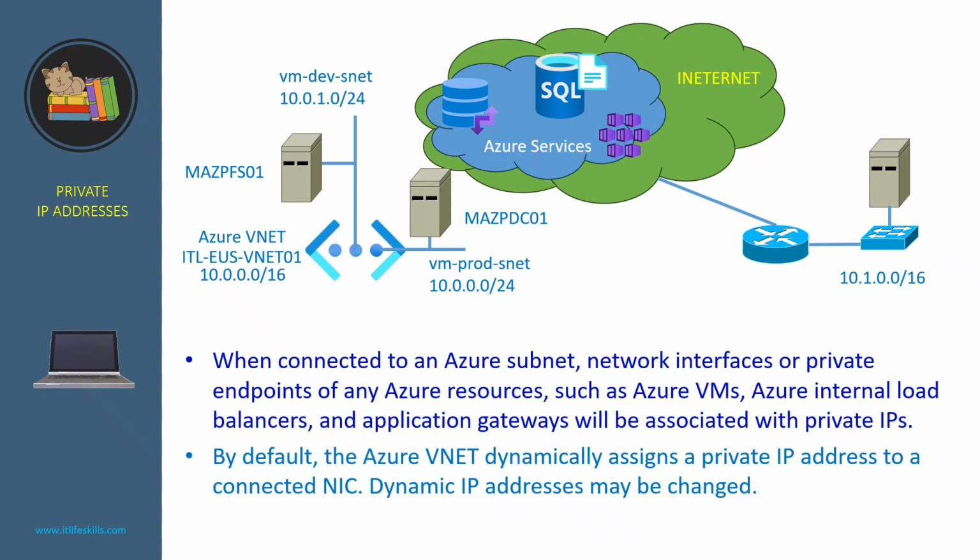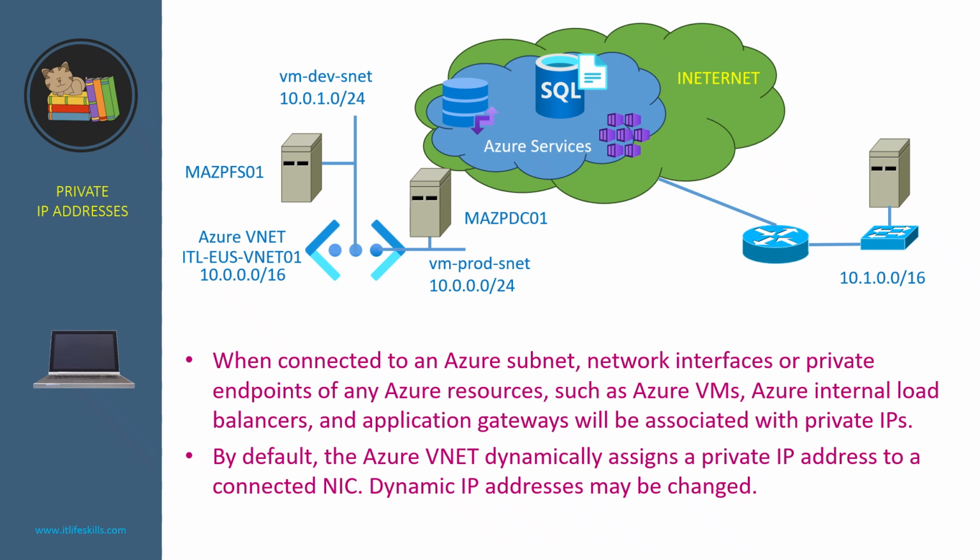As you know, when connected to an Azure subnet, network interfaces or private endpoints of any Azure resources, such as Azure VMs, Azure internal load balancers, and application gateways, will be associated with private IPs. By default, the Azure VNet dynamically assigns a private IP address to a connected NIC. Dynamic IP addresses may be changed.